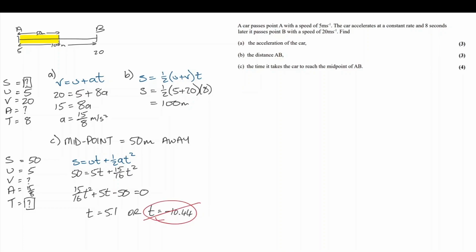We know that we're not interested in a negative time. That wouldn't make sense in our context. That would be 10 seconds before we started watching the car. So we eliminate that, and the answer we're looking for is 5.1 seconds. It takes 5.1 seconds to reach the midpoint of AB.